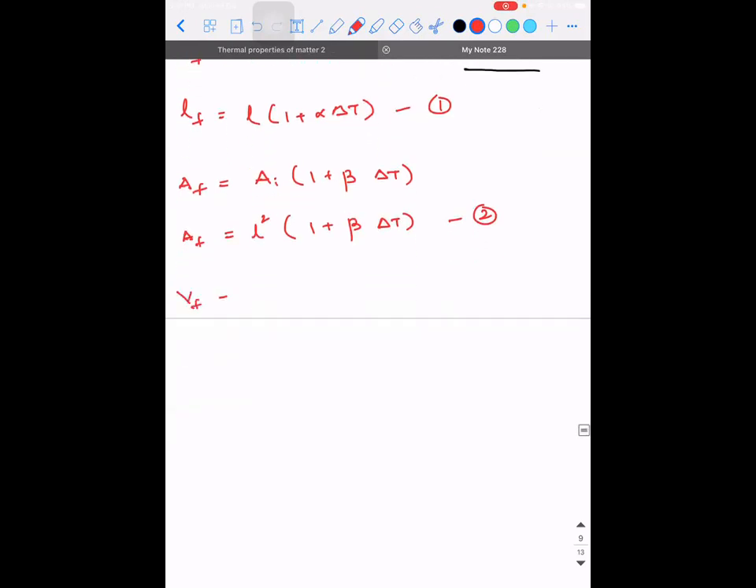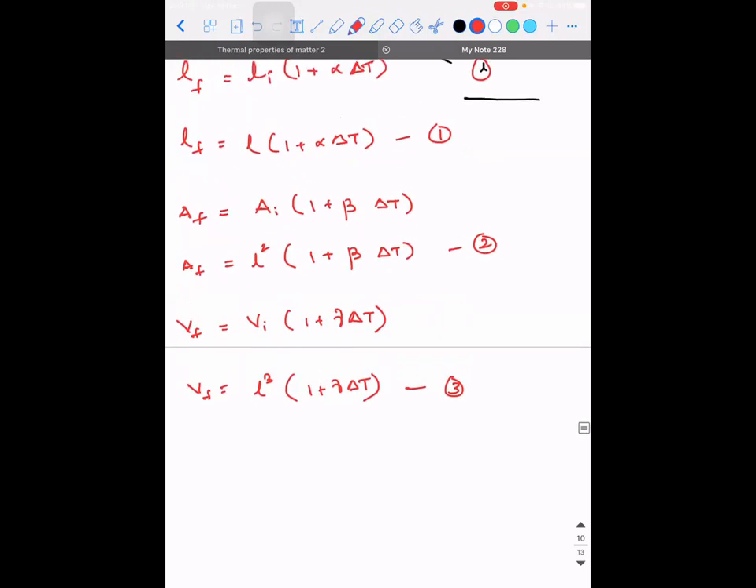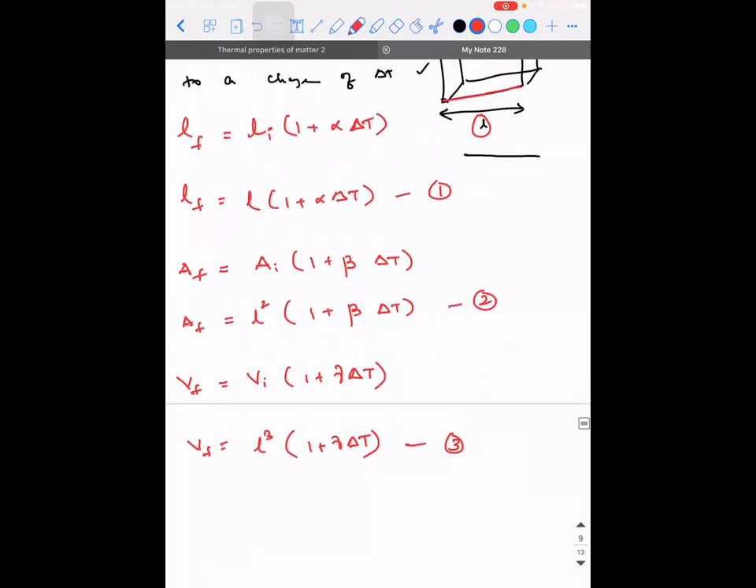Similarly, what is going to be the final volume? V initial into 1 plus gamma into delta T. So V initial is L cube into 1 plus gamma into delta T. Correct? So this is V final. Let me call this 3. Guys, is there any doubt till whatever I wrote? Is there any point? Everyone?